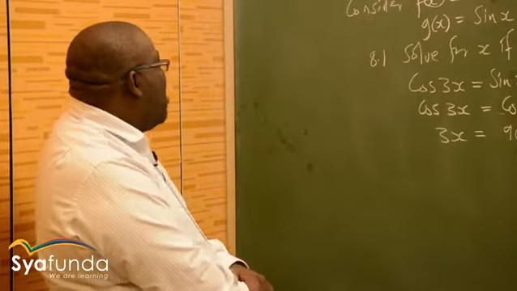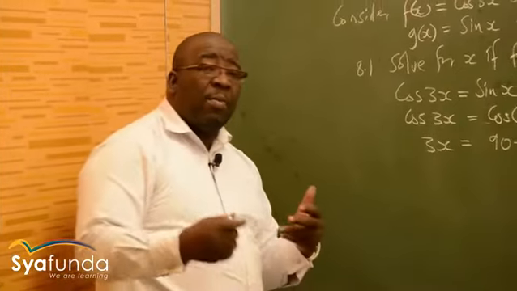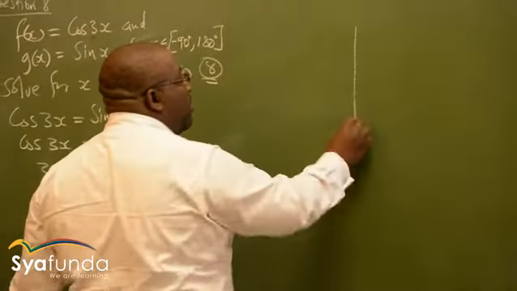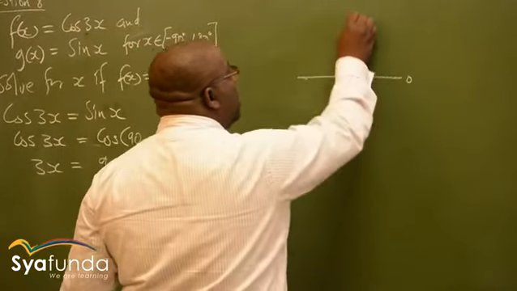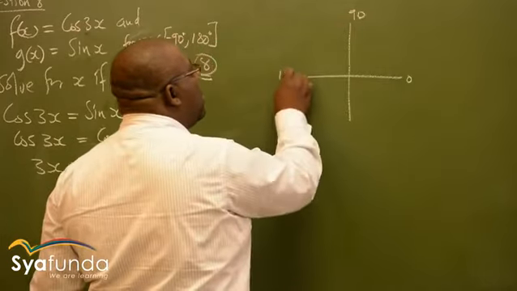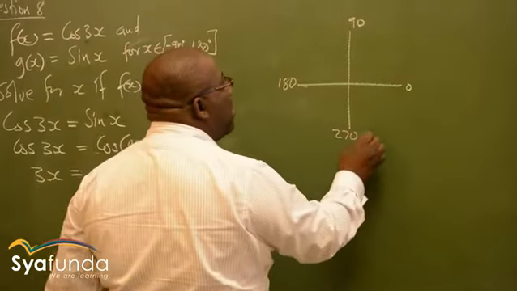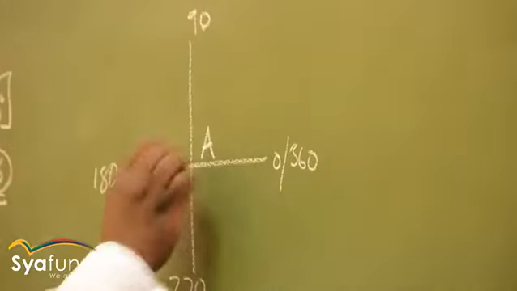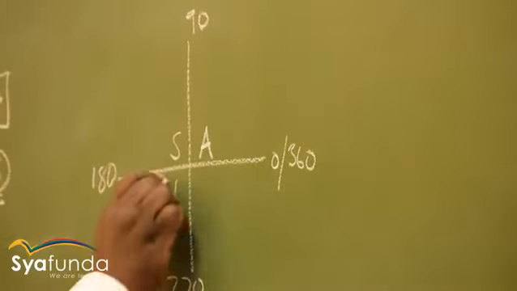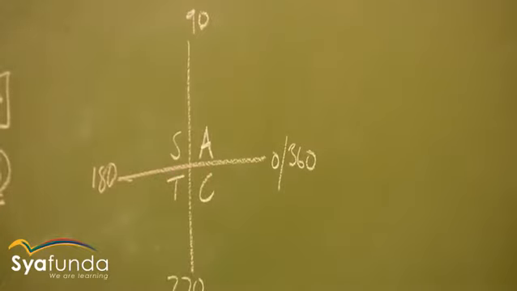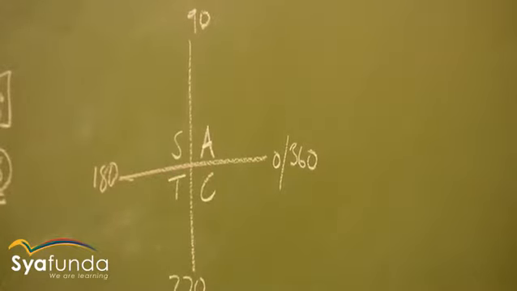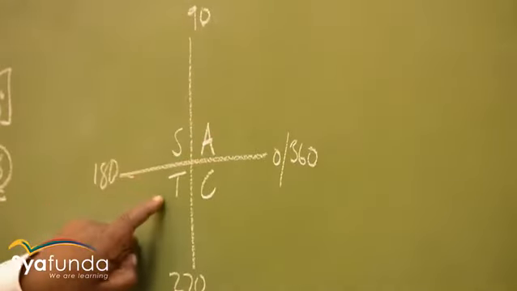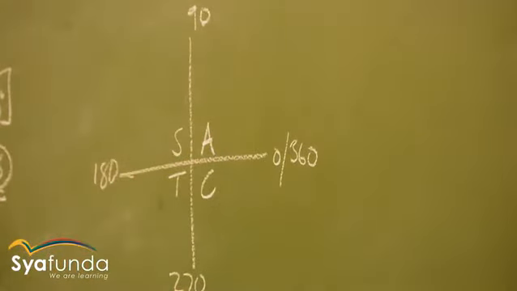Remember here, I'm talking about the cosine graph. When you talk about the cosine graph, if you remember your Cartesian plane, this is 0, this is 90, this is 180, this is 270, and this is back to 360. All students take Coke. Now, all ratios are positive here. Sine is positive here. Tan is positive here. And cosine is positive here.